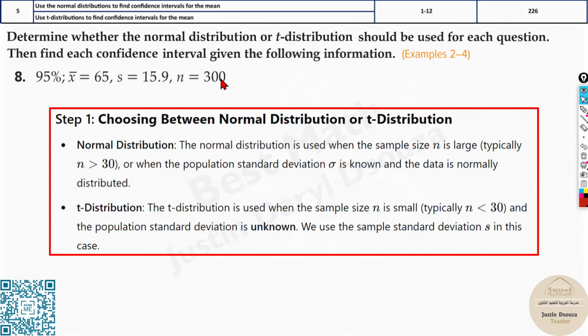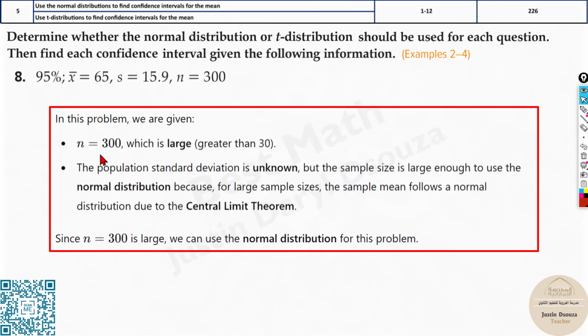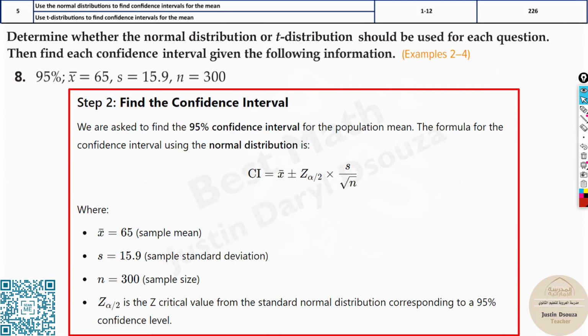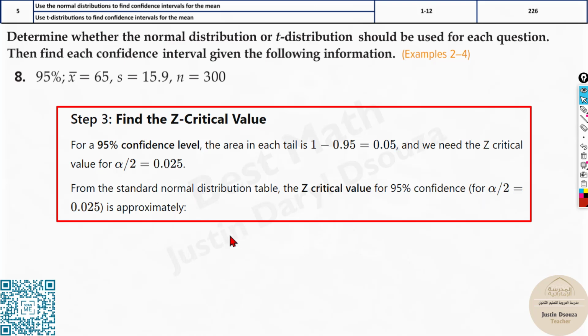Now over here, n is greater than 30, so you do not need to use t distribution. You go with the normal distribution here. You can see n is 300. It's large, greater than 30, so we can use the normal distribution to solve it. And over here, because you will be given the z value, the critical value, you don't need to do any of the procedures. You can directly get it. It'll be given to you in your exam.